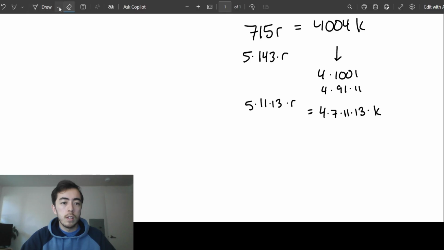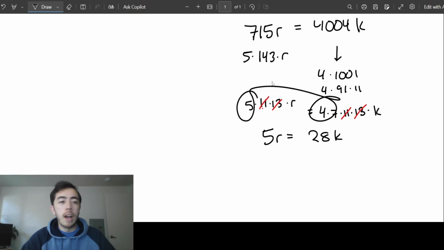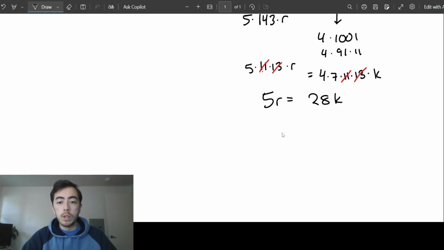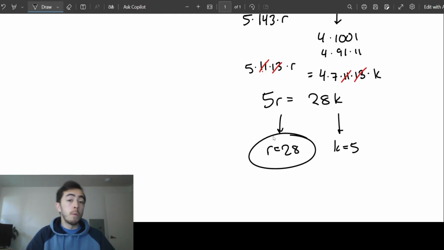Got it. Let's see if we have any common factors on both sides. And we do. There's an 11. There's a 13. And that's all we got here. So we have 5r is equal to 28k. And there are no more common factors. So the first time that these are equal to each other is when r is 28 and k is 5. And this is what we wanted to prove.